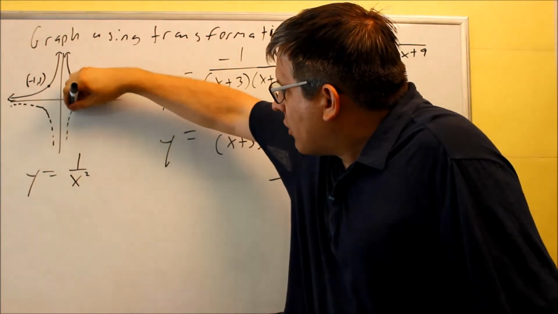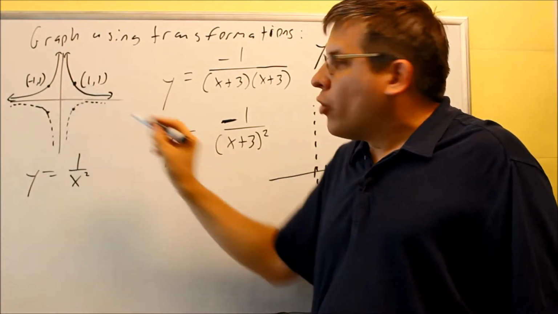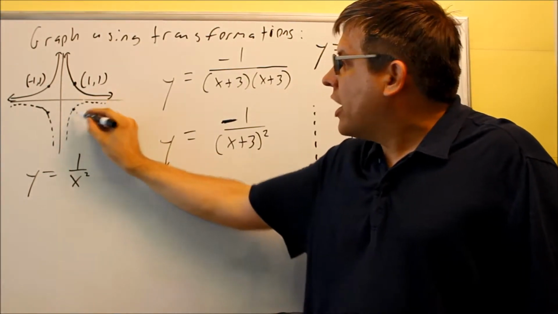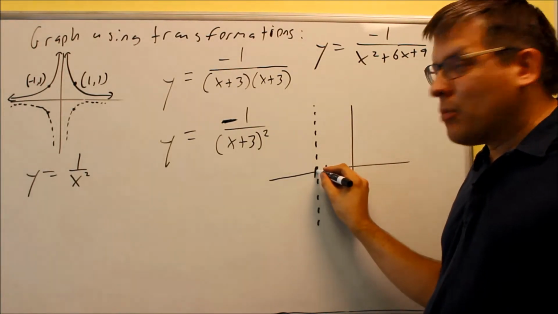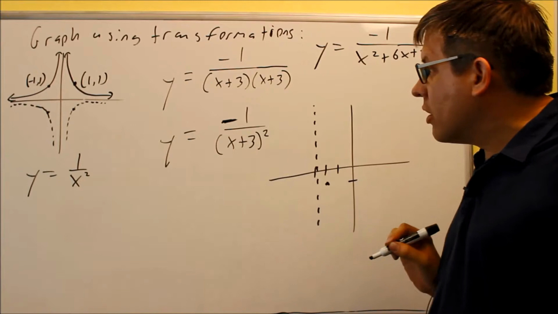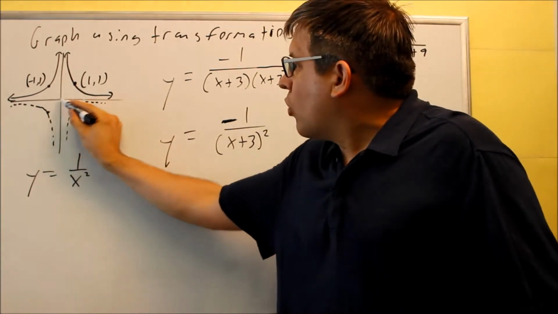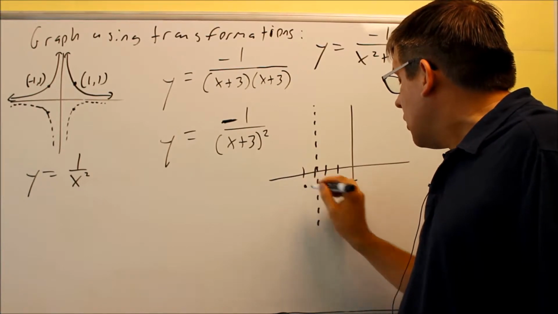So if I want to create the same key points that I had before, normally I would go 1 to the right and up 1. Well, this time I'm going to go 1 to the right and down 1, and I'll do that for my new starting point. So here's my new starting point. I'm going to go 1 to the right and down 1 would be right here. The other one, I'm going to go 1 to the left and down 1. So 1 to the left and down 1 would be right here.